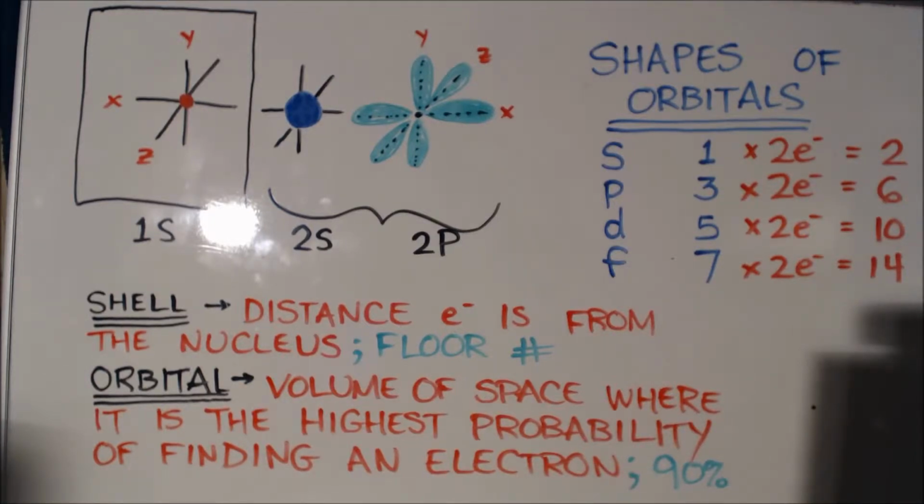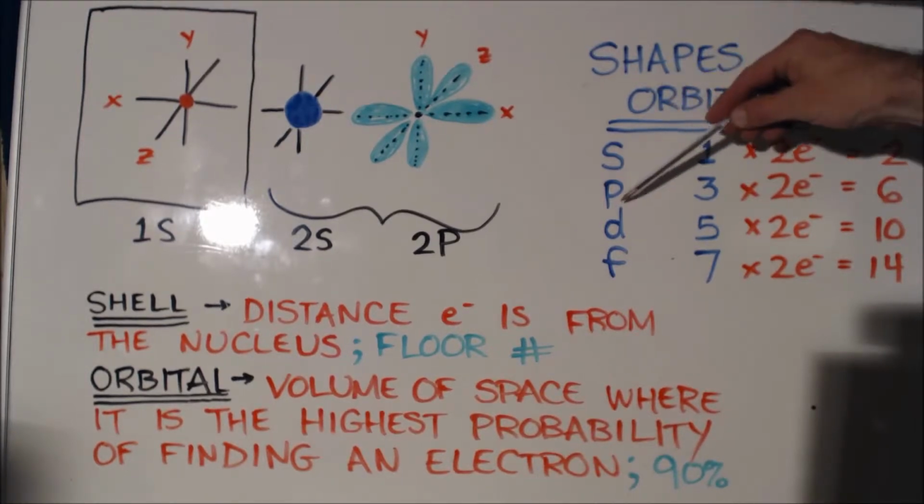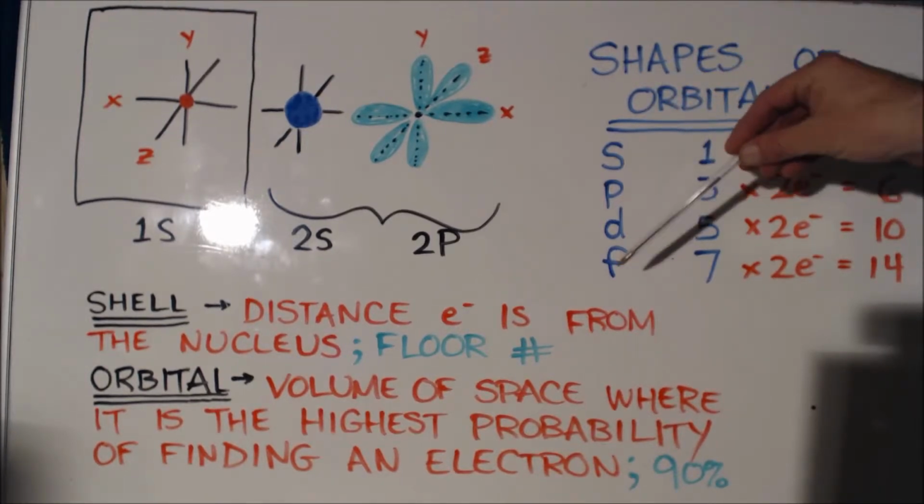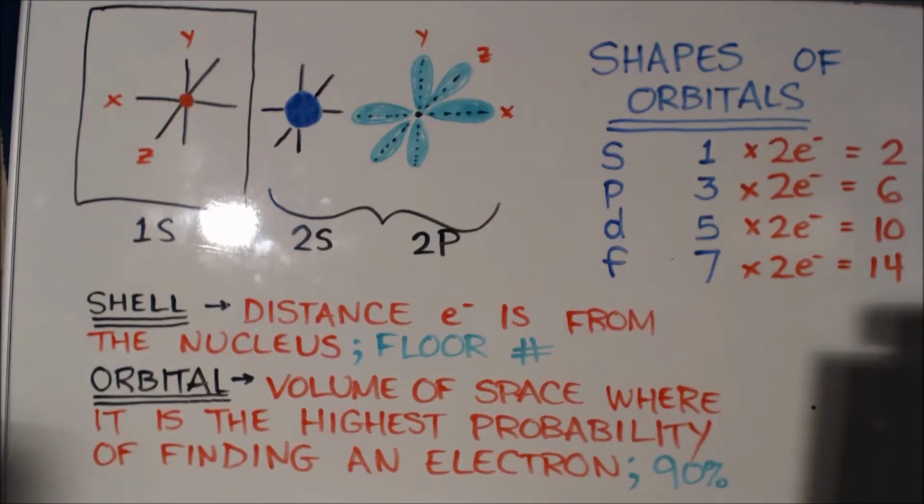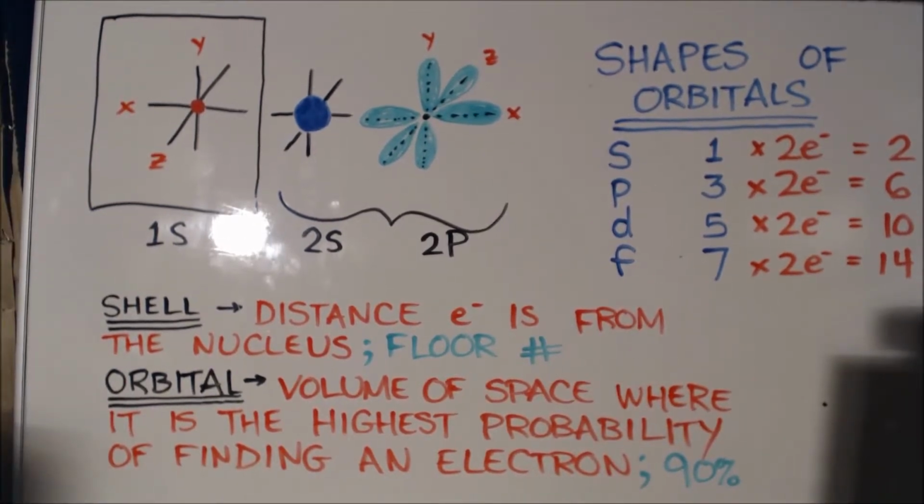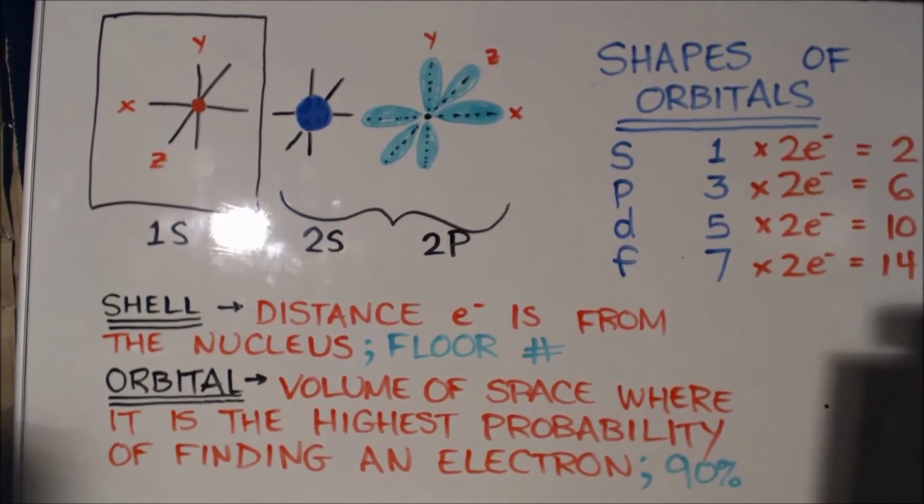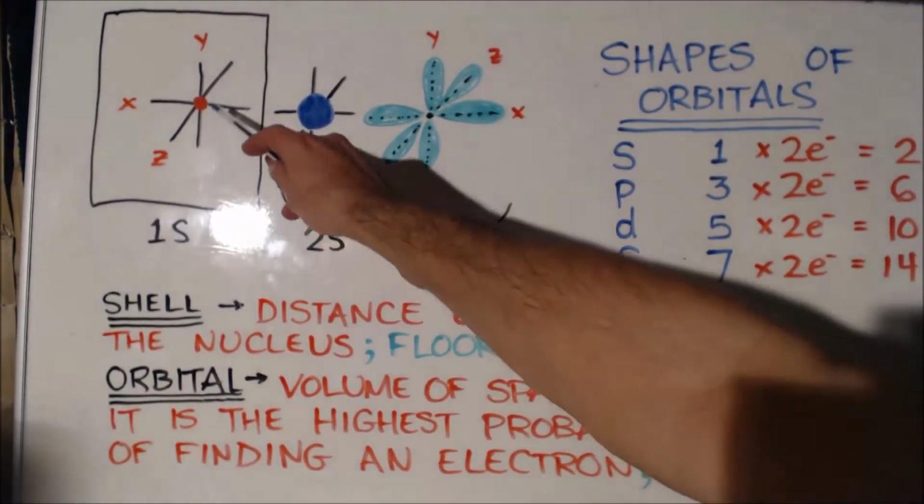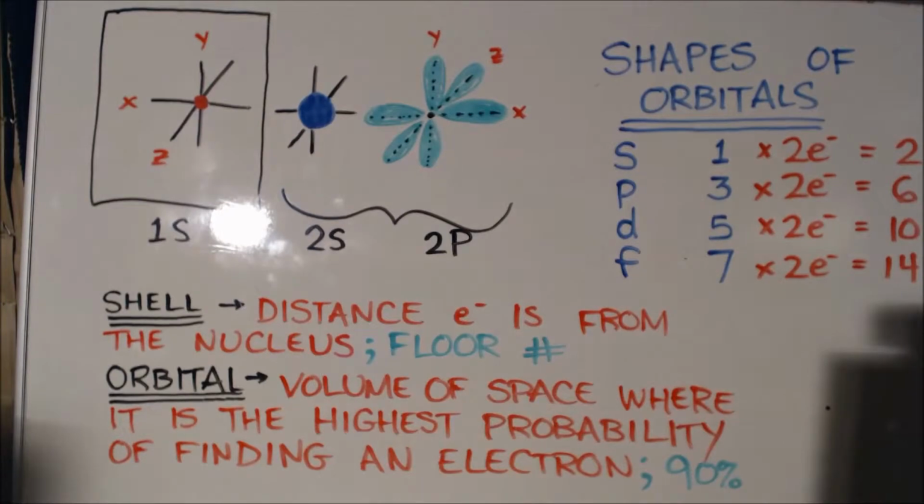And there's different shapes, all right? There's an S shape, a P shape, D, F, and G. I didn't put G down because you ain't even going to get up to F, so it doesn't matter. The first shell has one s orbital. Each time you go to a new shell, you get more orbitals and more variety, okay? Now, what are these shapes? Right here, I got 1s, okay?